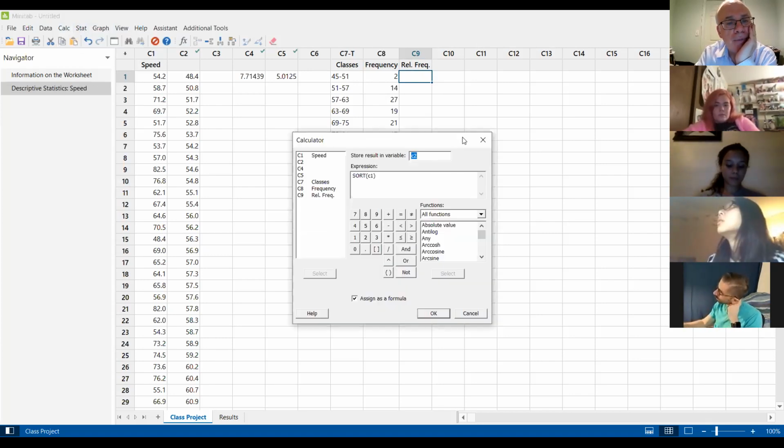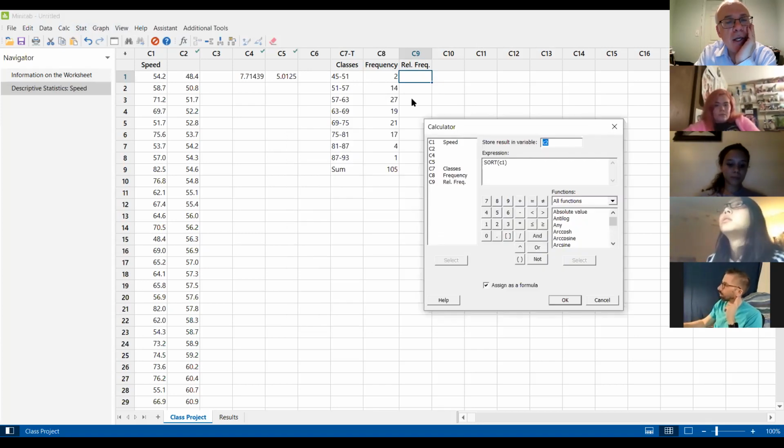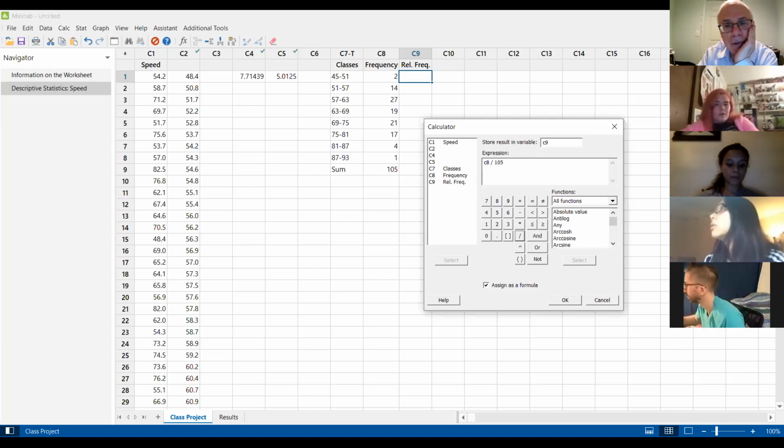And I'm going to use the calculator feature here. I want to take C8. I'm going to store this in C9, so I have to make sure I change this to C9. Here we don't need any functions. We're simply going to reference C8. I'm going to type in C8, and it knows that is the column. I'm going to divide that by 105. Let's keep it as the formula. Click OK.